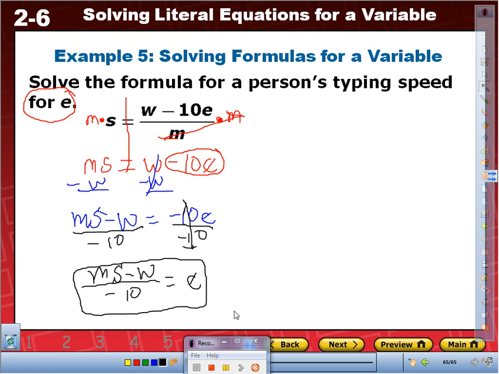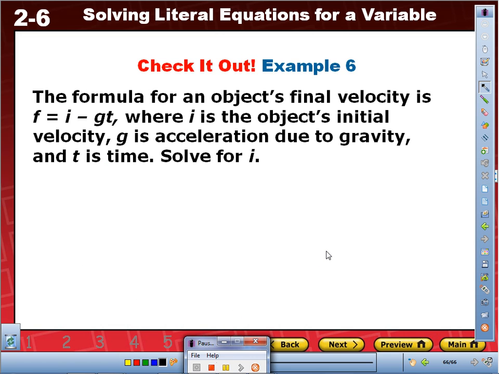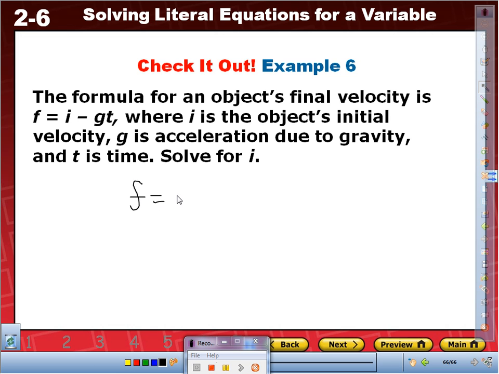Copy this one down. Example number 6. Example 6 says, the formula for an object's final velocity is F equals I minus GT, where I is the object's initial velocity and G is the acceleration due to gravity, and T is time. Solve for I. Okay, so let's do this one together. I got F equals I minus GT, and we're solving for I.